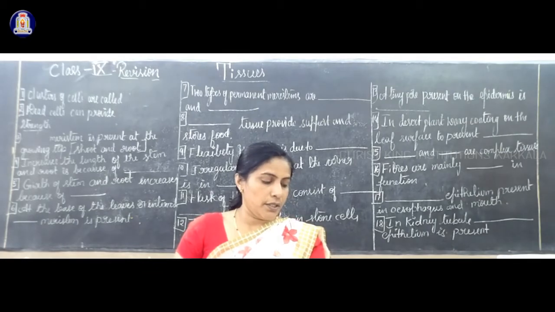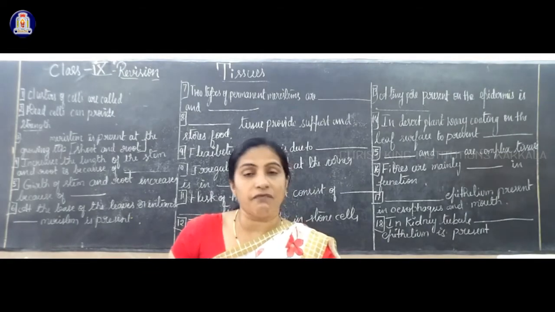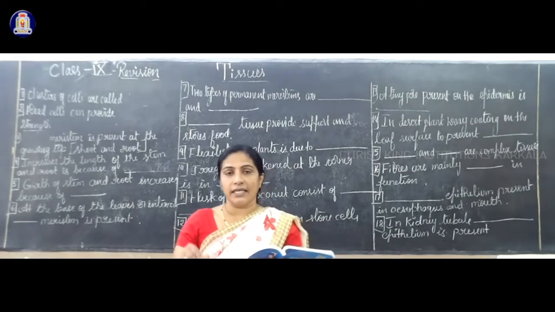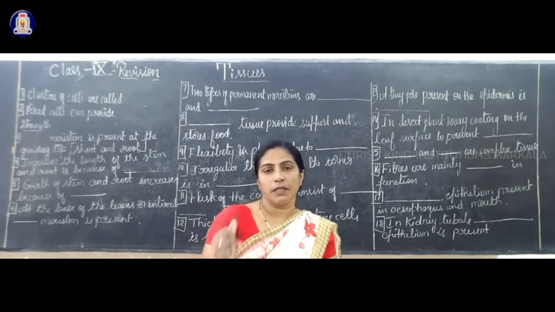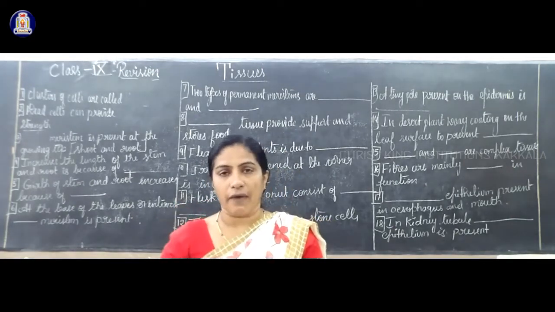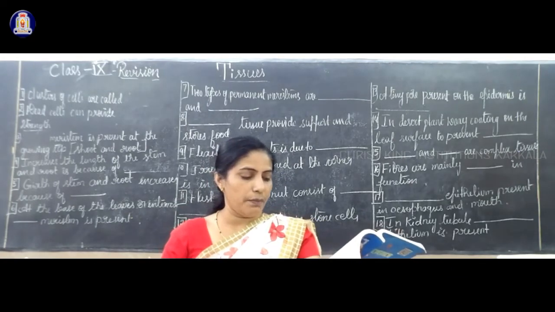That is a question. So areolar connective tissue is found in between our skin and muscle. Dash tissue is meant for the storage of fat. So questions like this will be there.